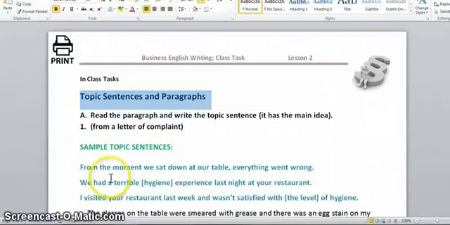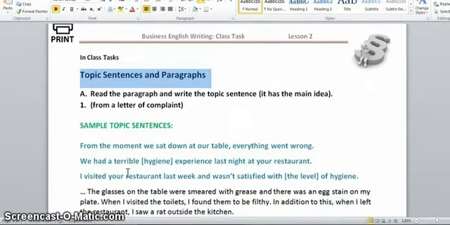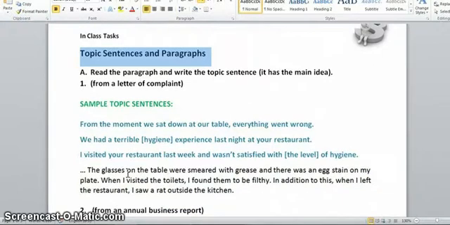Okay, what we're going to look at now are the topic sentences and paragraphs that we talked about in class the other day, and look at some of the sample topic sentences that you wrote in class. So let's look at our paragraph. We want to find the main idea in the paragraph and use that main idea and the topic together in order to write a good topic sentence.